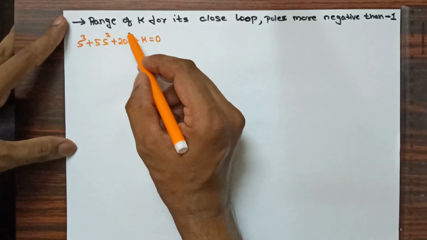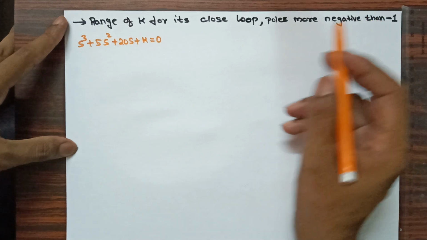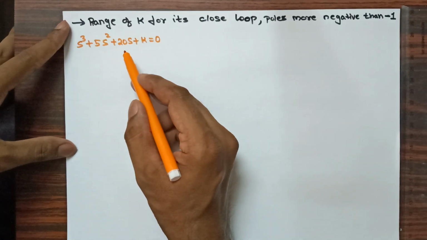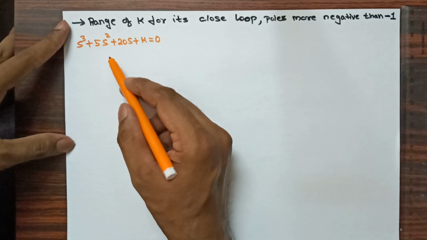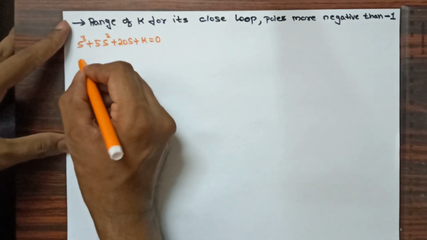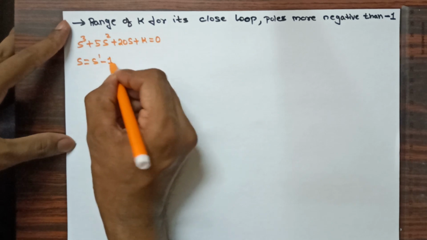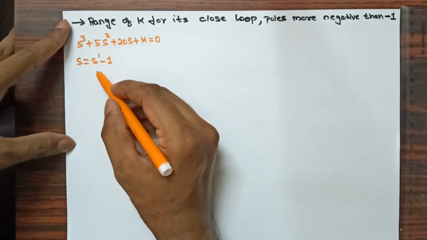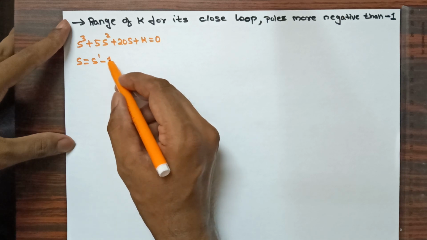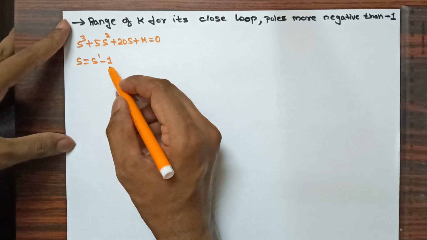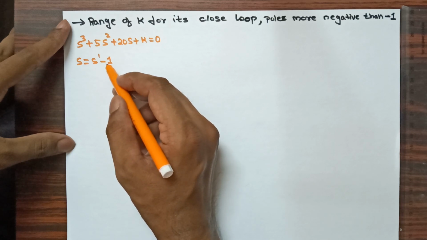The third question: range of k for closed loop poles more negative than -1. In this I have considered the closed loop poles, that is the characteristic equation. Now I have to consider poles more negative than -1. For that I am going to substitute s is equal to s dash minus 1. By substituting s is equal to s dash minus 1 for poles more negative than -1, I have considered here s dash minus 1. If it is given any other value like -2, -3, then I need to consider s dash minus 2, -3.